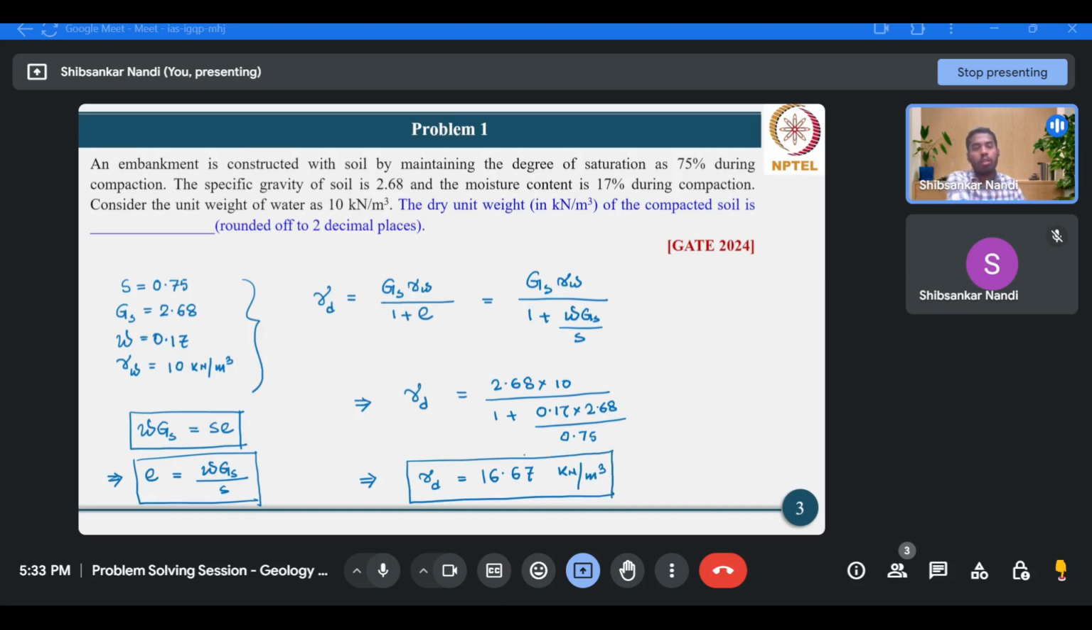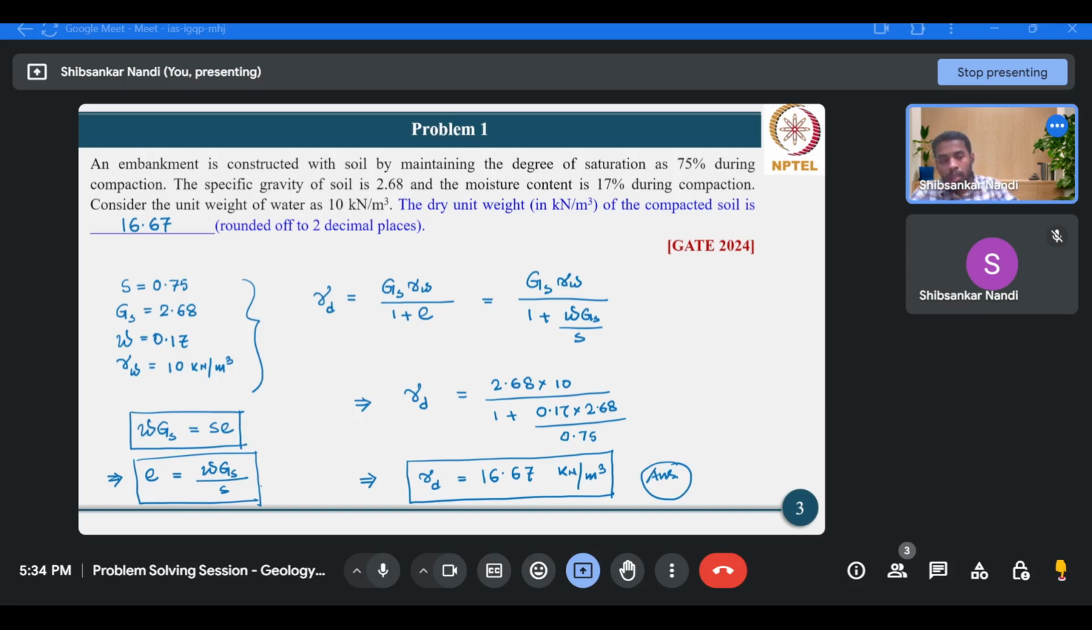Okay, so this is the answer to this question. The dry unit weight of the compacted soil is 16.67 kilonewton per meter cube. So no such complication was there. It's a very straightforward question. Once you know the expression for dry unit weight and the relationship between water content, specific gravity of soil solids, void ratio, and the degree of saturation, you can easily answer this question.